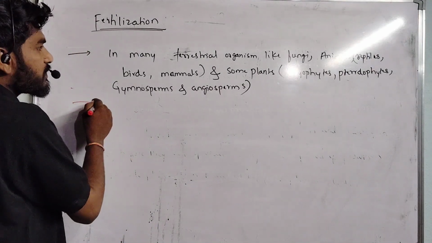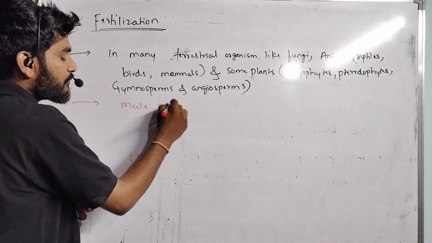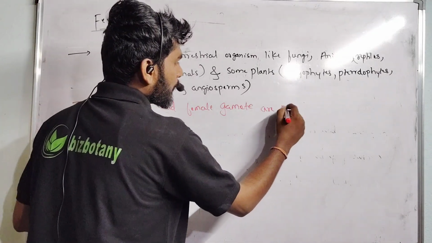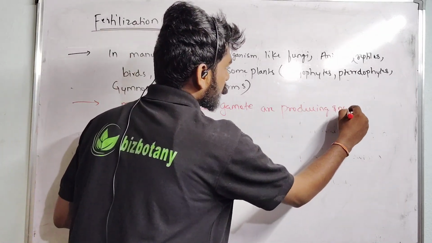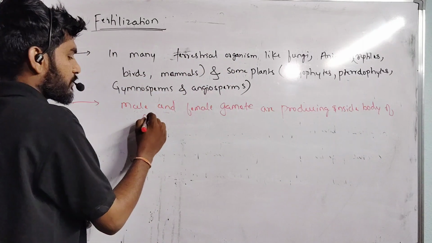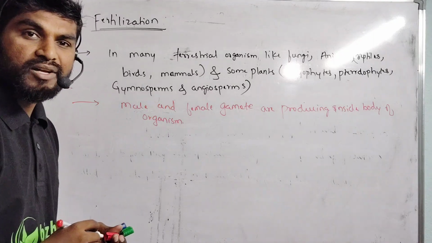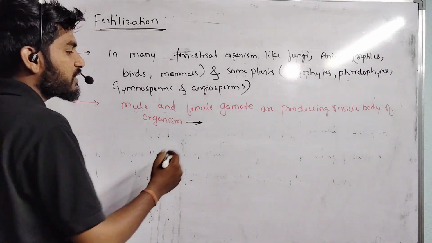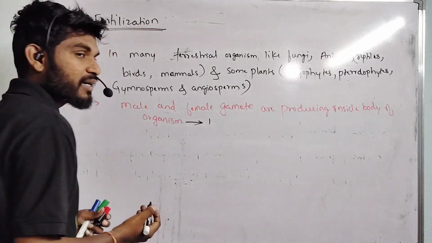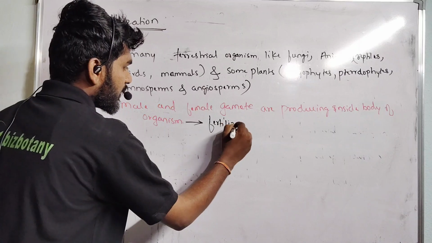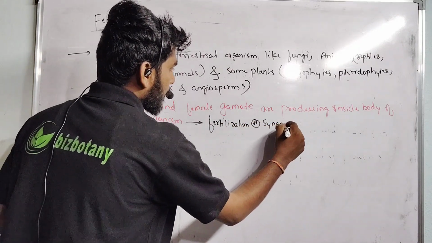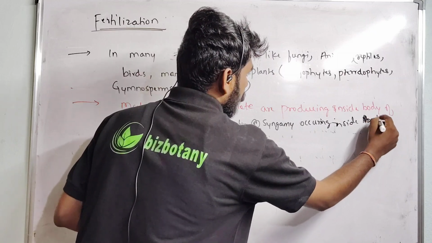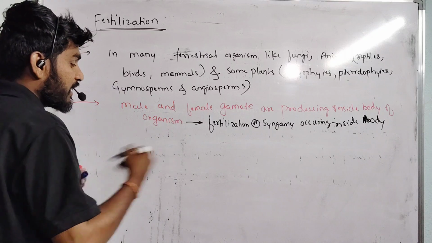In terrestrial organisms, male and female gametes are produced inside the body of an organism. Hence, fertilization also occurs inside the body. Fertilization means syngamy, the fusion of male and female gametes, and it also occurs inside the organism. Such fertilization is known as internal fertilization.